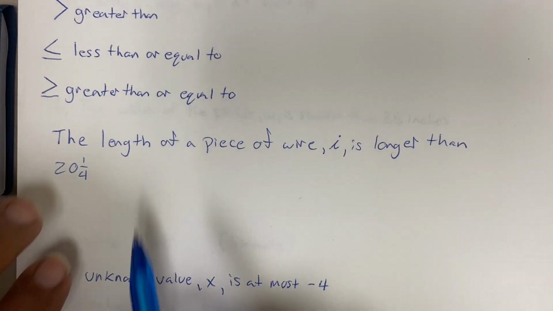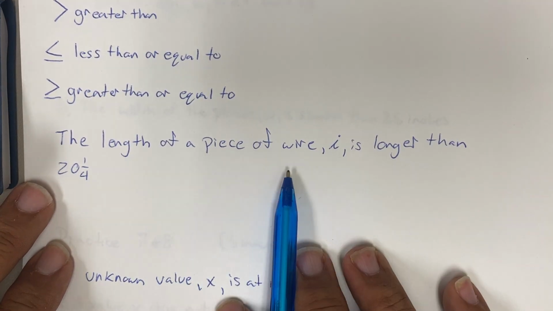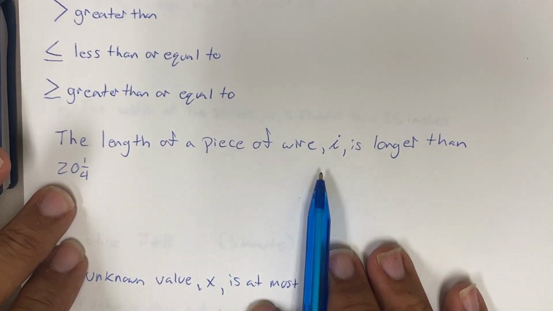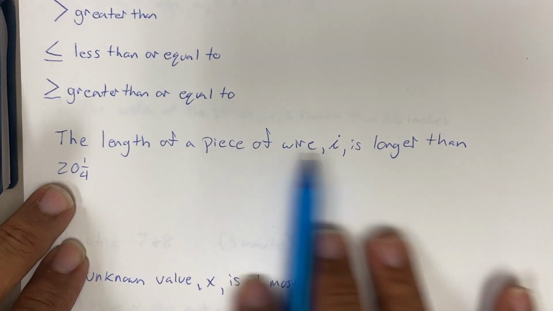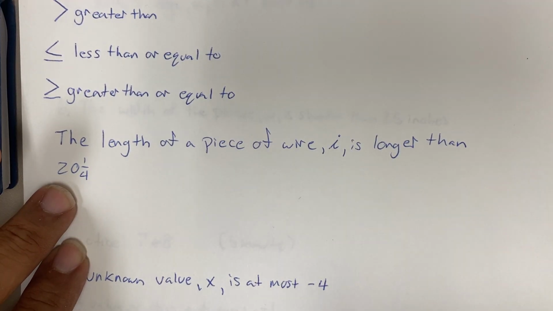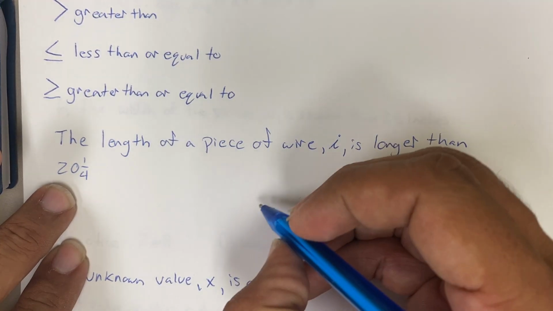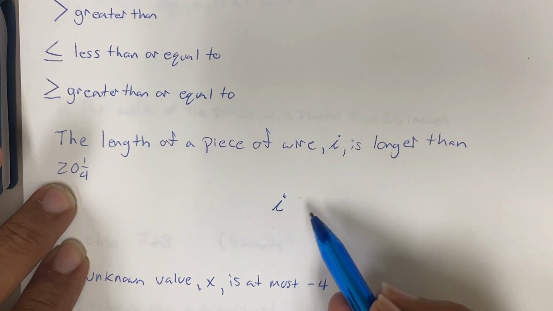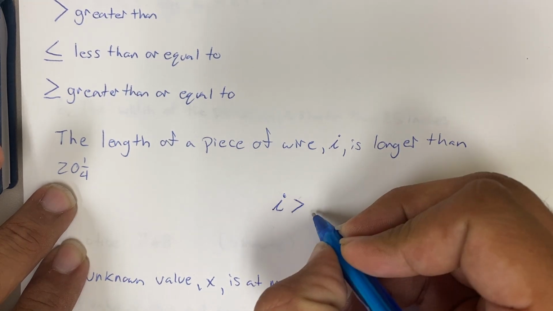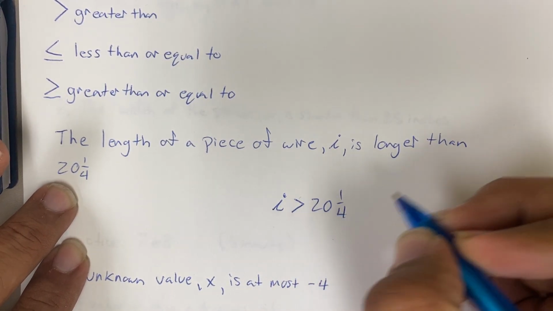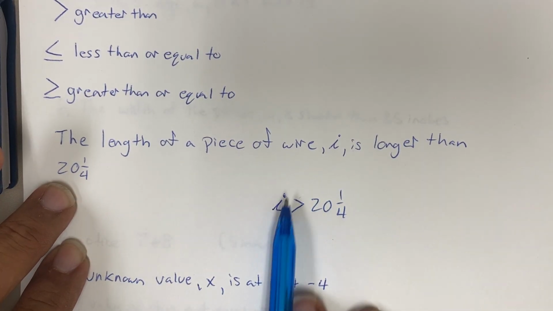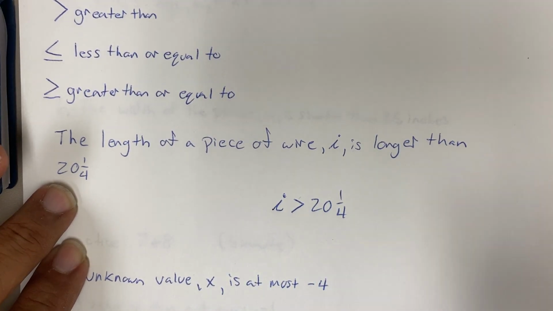So here we go. The length of a piece of wire, l, so l is our variable, is longer than 20 1/4. So every single value is longer than 20 1/4. Does this mean that it can equal 20 1/4? No, it means that everything is longer. So all of the pieces of wire are greater than 20 1/4. No matter which piece of wire I grab, it's going to be greater than 20 1/4. All right, so that's the answer.